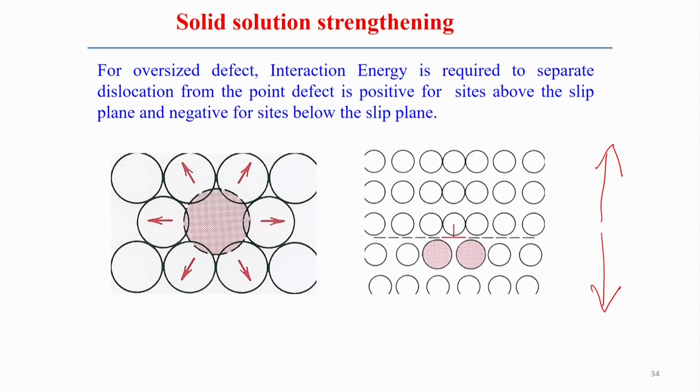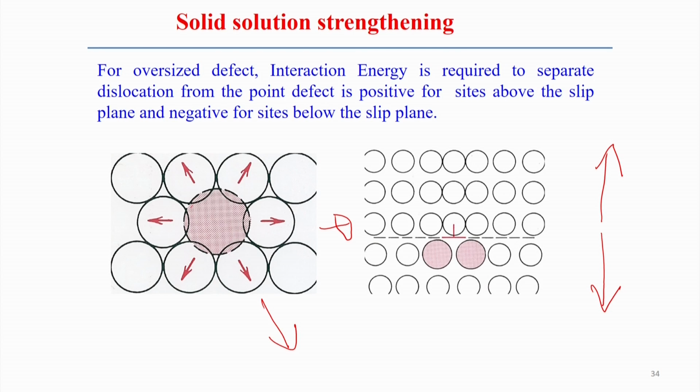So in this case, if it is an oversized defect, the stress field is basically radially directed, and these are the oversized atoms. So that actually creates a stress field which shows outward directions, and with this configuration it will create, with respect to the slip plane, a positive side and a negative side, and accordingly the solute atoms will occupy the position.